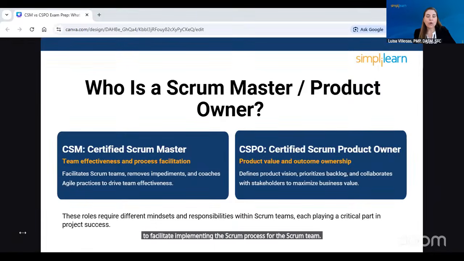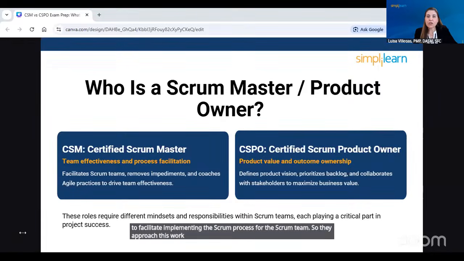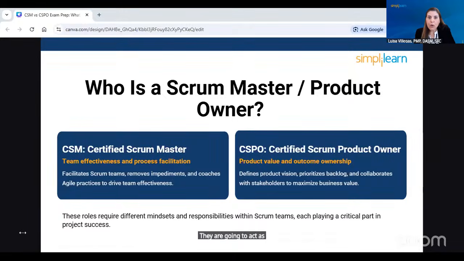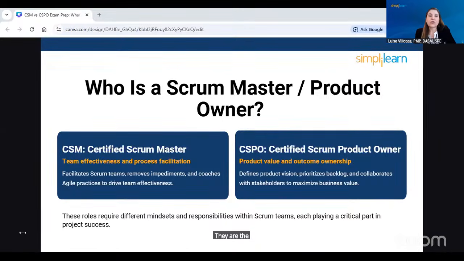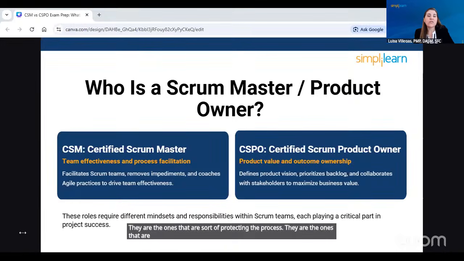So they approach this work with very servant leadership. They're always looking out for how to remove impediments, making sure they're protecting the team so that they're not distracted. They are going to act as a coach, perhaps for people that are not very familiar with the Scrum methodology, making sure that they understand why ceremonies and roles and artifacts are important for the Scrum methodology. So in a way, they are the ones that are protecting the process. They are the ones that are going to focus value on the process of the Scrum methodology.